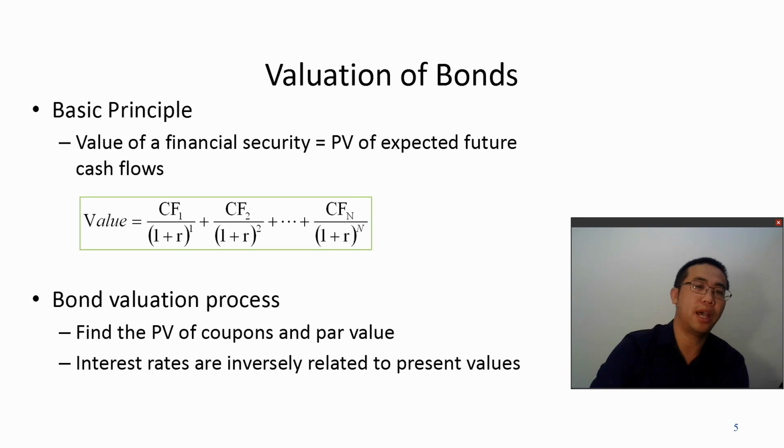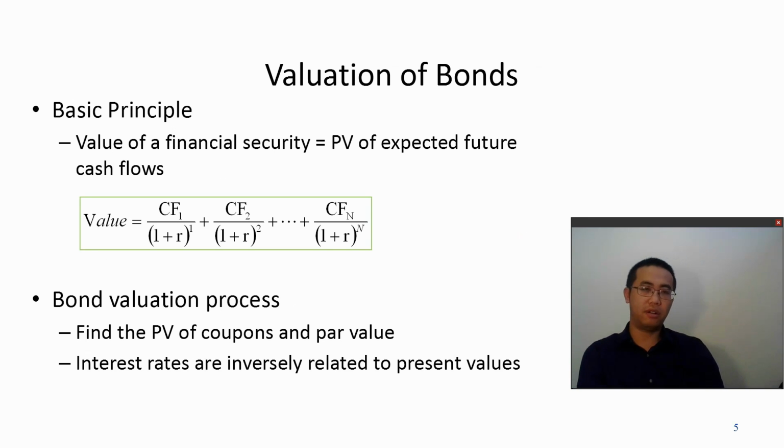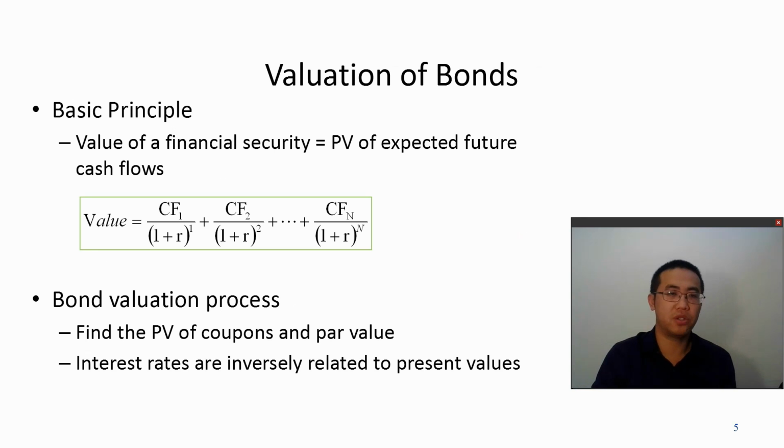The basic principle to get the value of the bond, just like other financial assets, to get its fair value, is we just discount the cash flows to today's value, or present value. The bond is a financial instrument which will give you cash flows. The cash flows are represented by the coupons as well as the par value. And the interest rate is not the coupon interest rate, very important. The interest rate is actually yield to maturity.